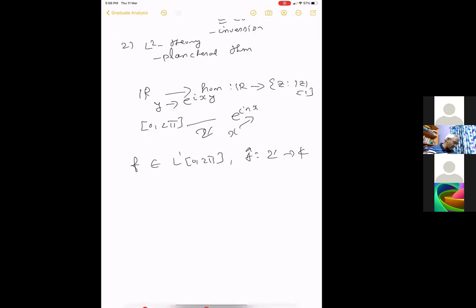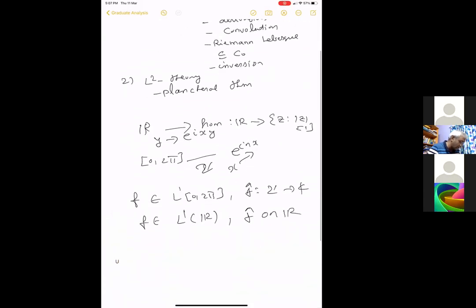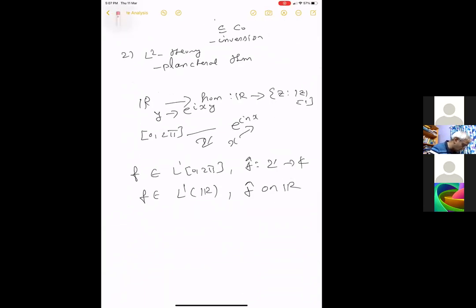On the other hand, if you have an F in L1 of R, then you have an F hat, which is on R, the dual. Here I'm using R in both places, but for each x you have a homomorphism there. Anyway, forget about all that. That is just the idea of general harmonic analysis.